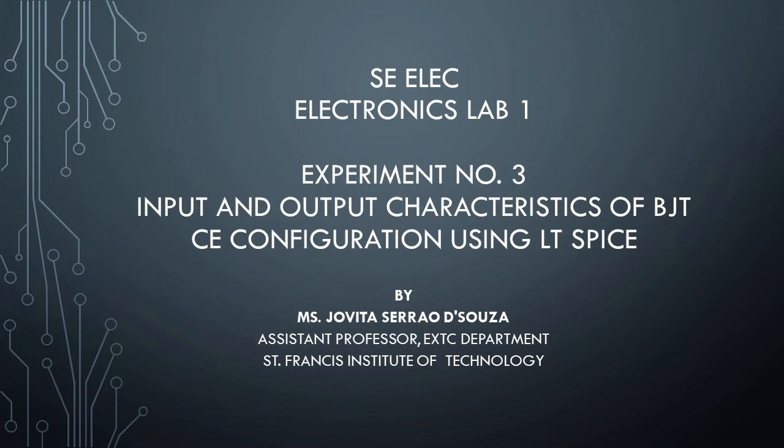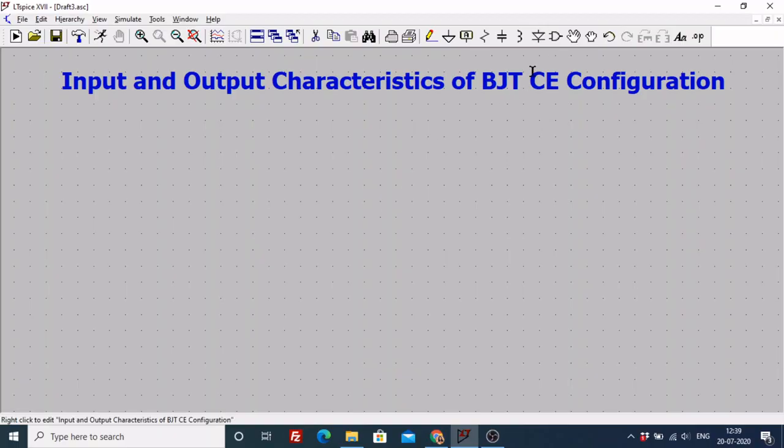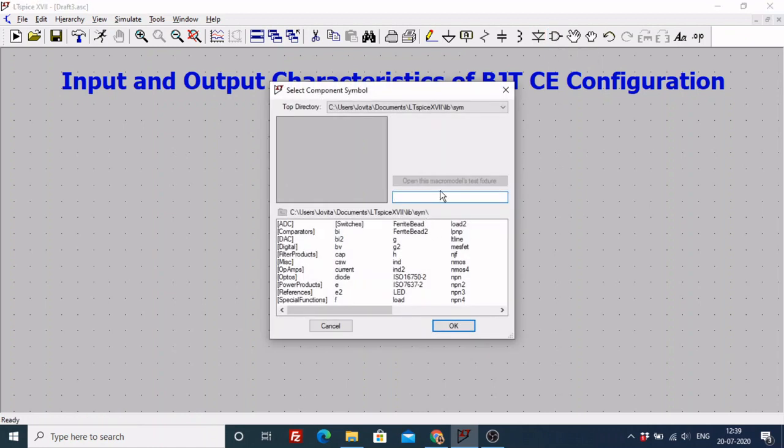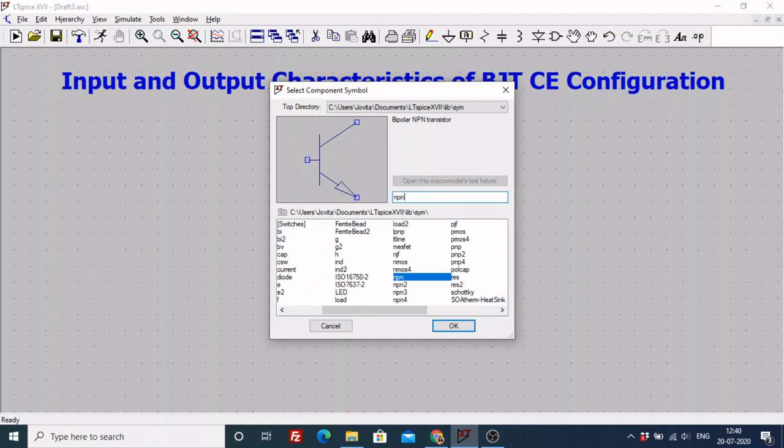Today we are going to do the experiment on input and output characteristics of BJT common emitter configuration. Now this is the first time we are using a BJT. So for you to get a BJT, you go to components and we are going to work with the NPN transistor. So you type NPN and click on OK.